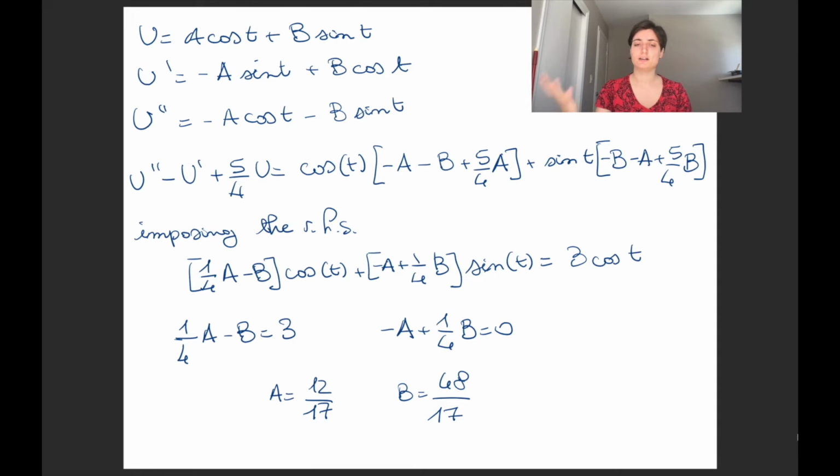The right-hand side here, the forcing term, doesn't have anything corresponding to the sine. That means that we have to put the coefficient in front of the sine equal to 0. So this one equation with cosine of t and sine of t splits up in two algebraic equations on a and b. So now we have 1/4 a - b = 3, and -a + 1/4 b = 0, and we can solve this by finding explicit values of a and b. So now we have a specific solution, a particular solution of the non-homogeneous ODE.